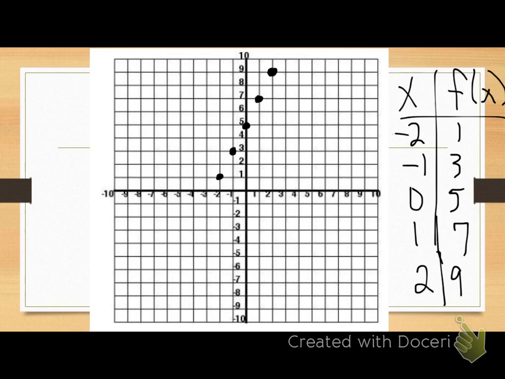So now what I can do is I can just connect my points with a line and put arrows on my line. And there would be the graph of f of x equals 2x plus 5. So that's how we would graph this. We'd create a table of values to get our ordered pairs, graph our ordered pairs, connect the points with a line.